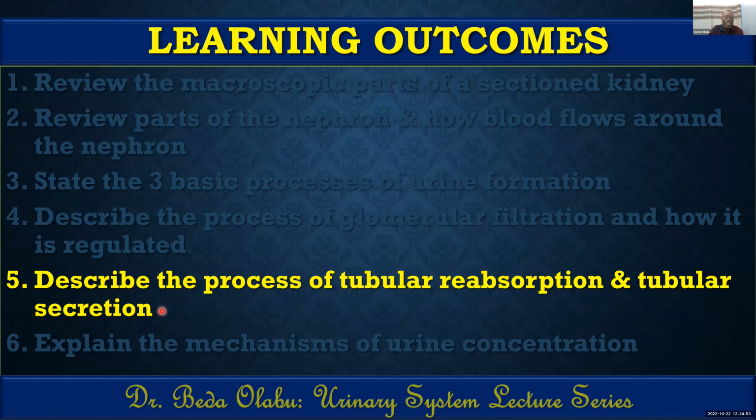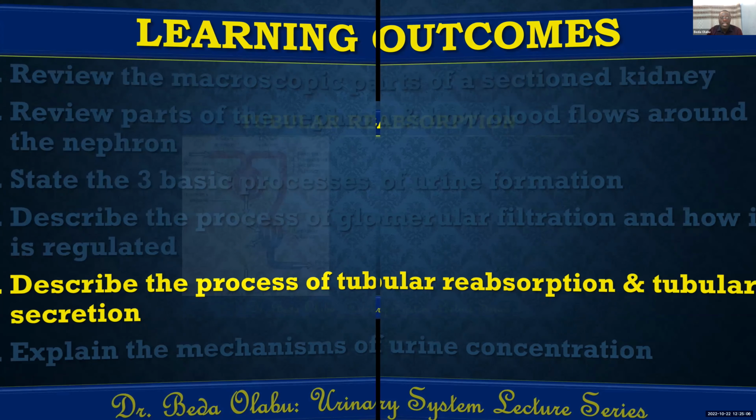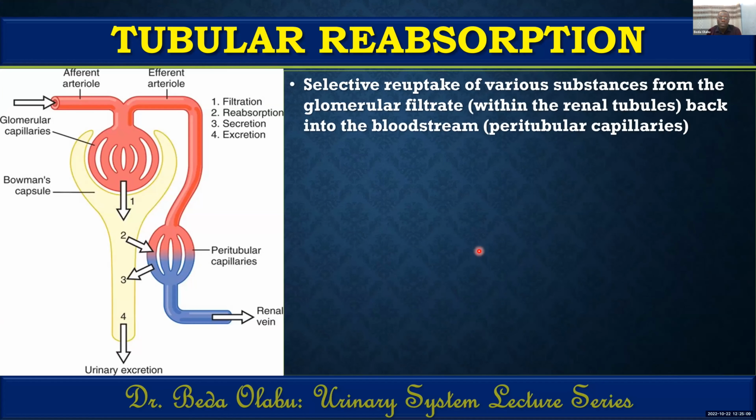So having finished that, we can now look at the other two processes of urine formation, that is tubular reabsorption and tubular secretion. We will start with tubular reabsorption. By definition, tubular reabsorption is the selective reuptake of substances from the glomerular filtrate, whatever has been filtered, which is found within the renal tubules, back into the bloodstream. And this will be the capillaries around the tubules, either PCT, DCT, or the loop.